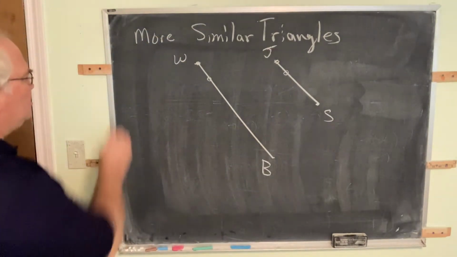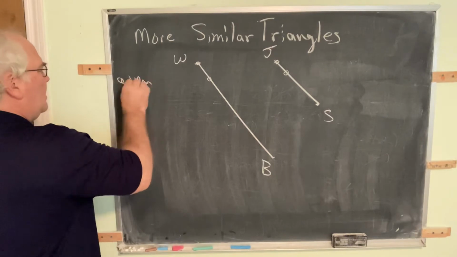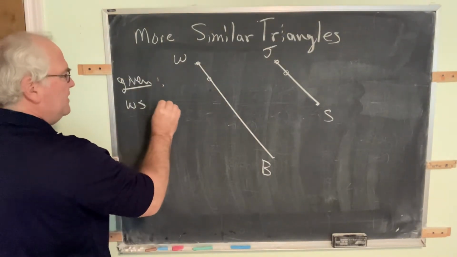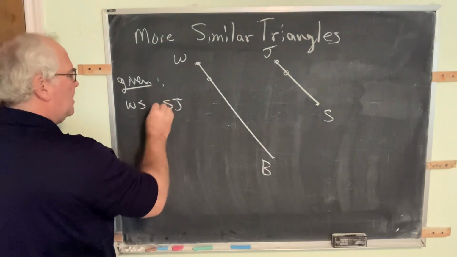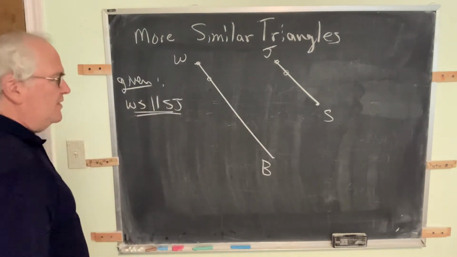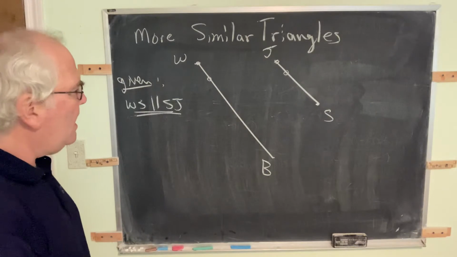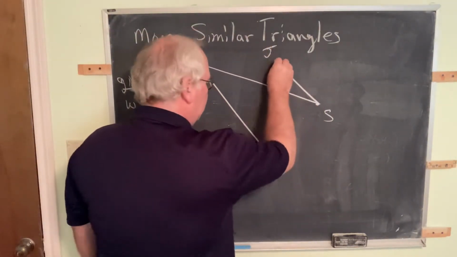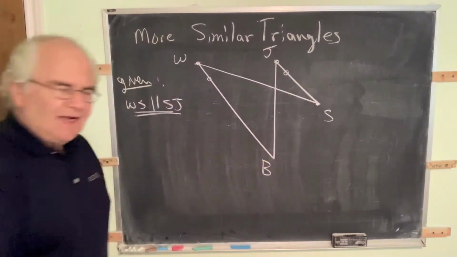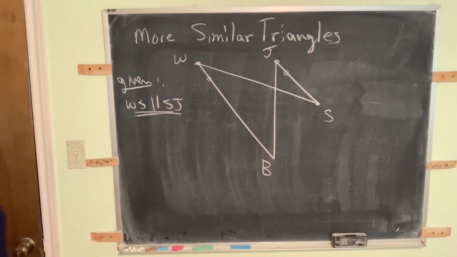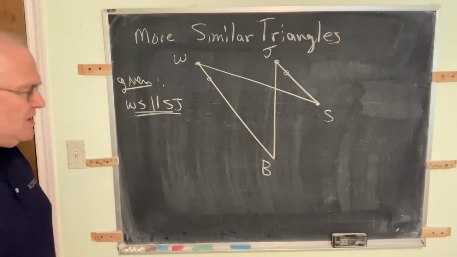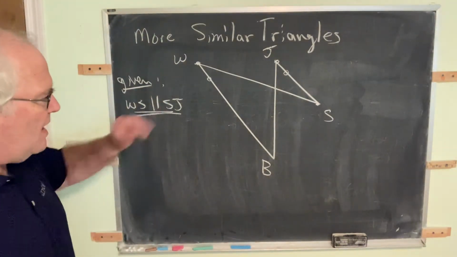And let us suppose we're given that WS, the segment WS, and the segment SJ are parallel. So we're given those segments are parallel. And let us suppose we join W with S and J with B. This kind of figure arises in several different kinds of problems you tend to encounter. And so I wanted to make sure and emphasize this with one special video to talk about them.